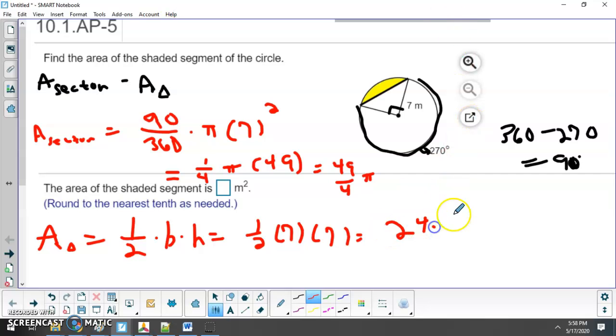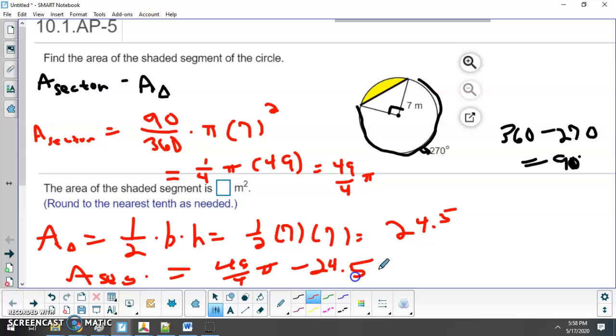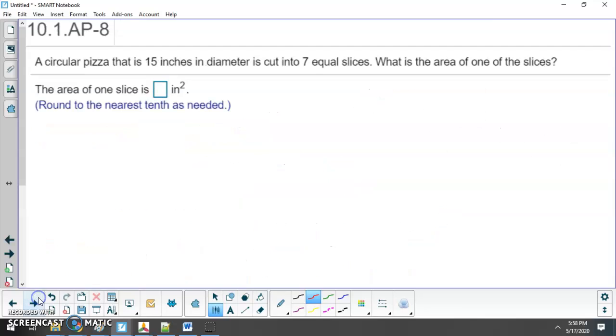It's 24.5. Now for the area of the segment, you've got to subtract these two things. So get your calculator out and do it: 49 over 4 pi minus 24.5. I already submitted this, and I'm sure my answer is right, so if you messed something up, you didn't type it in your calculator right. All right, so that's it for this one. Next problem deals with a circle pizza.